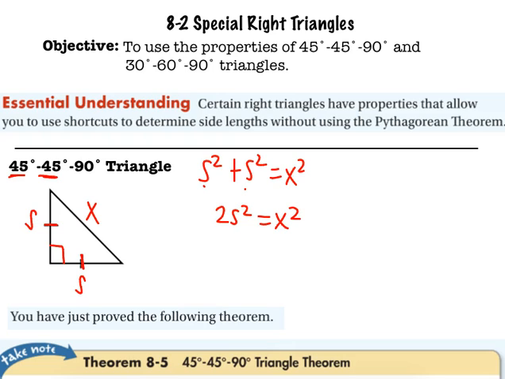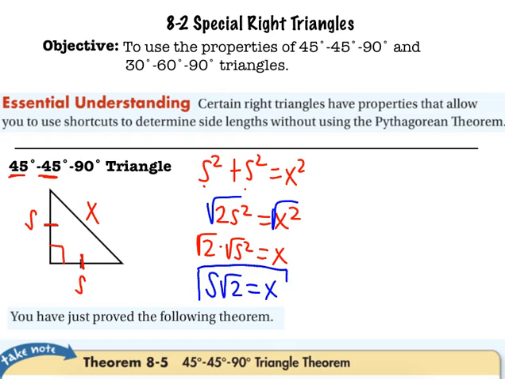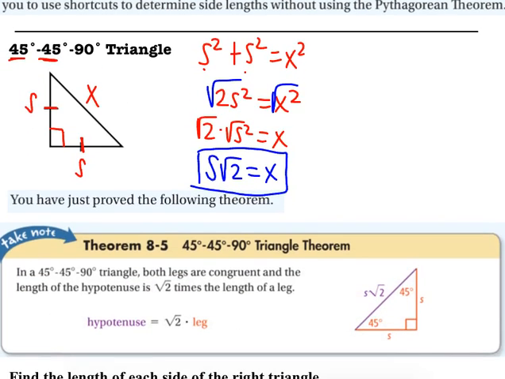So now I have to think, how do I undo something squared for this x? Well, we take the square root. So now I have the square root of 2 times the square root of s squared. Well, the square root of s squared is just s. So now I am left with s times the square root of 2 equals x. Now this is your friend. We have just proved the shortcut on how to find side measures of a 45-45-90 right triangle.